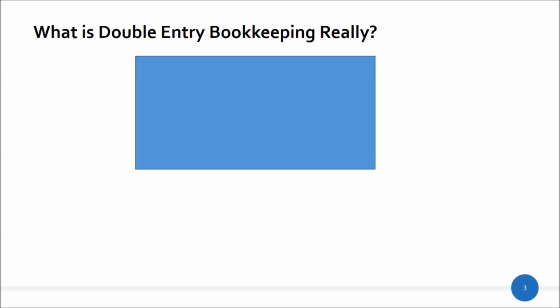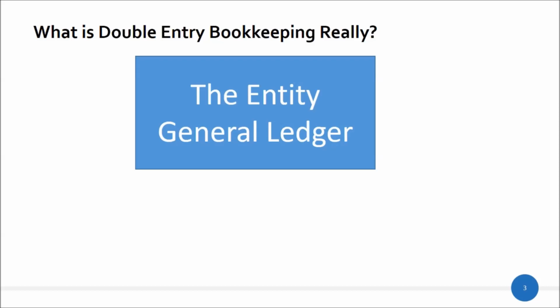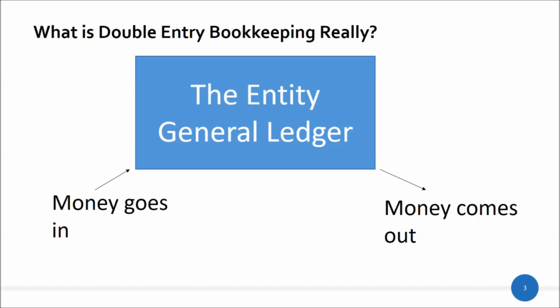So, what is double entry bookkeeping really? We've got a box, and this is the entity. Imagine we've got this entity, this company if you want to call it that, or alternatively a sole trader's trading business, or whatever it is, but we simply have something called the entity. And double entry bookkeeping lives in the general ledger in that entity. That's where it lives. It doesn't live elsewhere. And money goes into this entity, and money comes out of this entity. That's all that's happening in double entry bookkeeping.